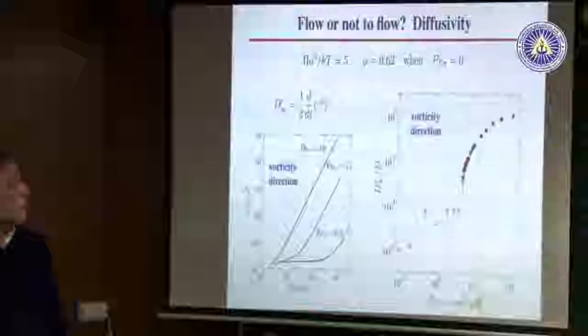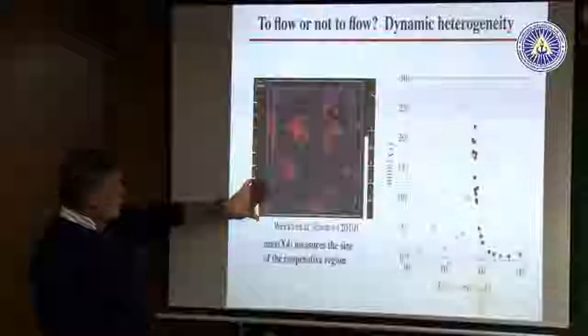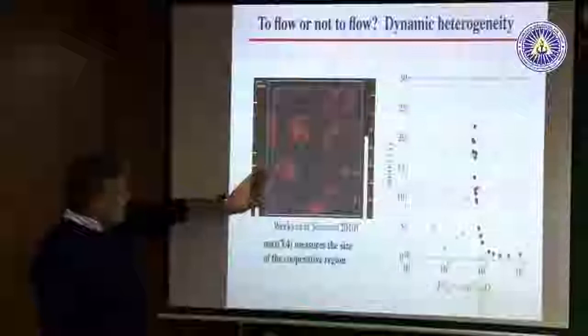Okay. There's a third measure, which is a thing that people use to characterize collective motion in dense systems. It's called the chi-fourth measurement of cooperative regions. This is an experiment, work done by Eric Weeks in colloids that use confocal microscopy to measure that.